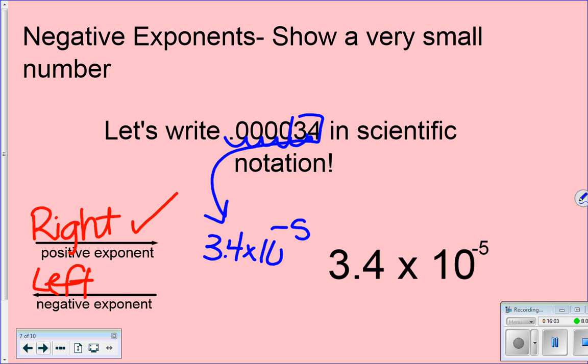Yep. And look for the numbers like, okay, I know that's really small. That's way lower than 1, so it's going to be a negative exponent. Okay? Don't forget the 10. Yeah, positive, right? Kind of like the number line.